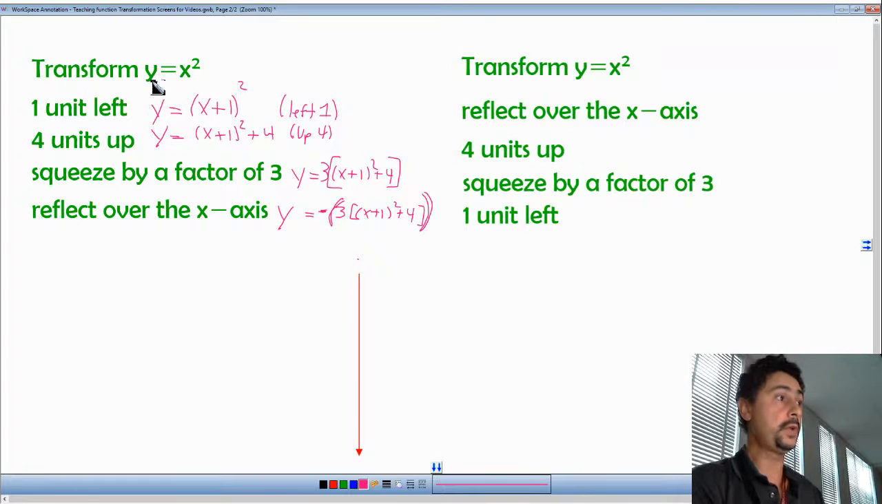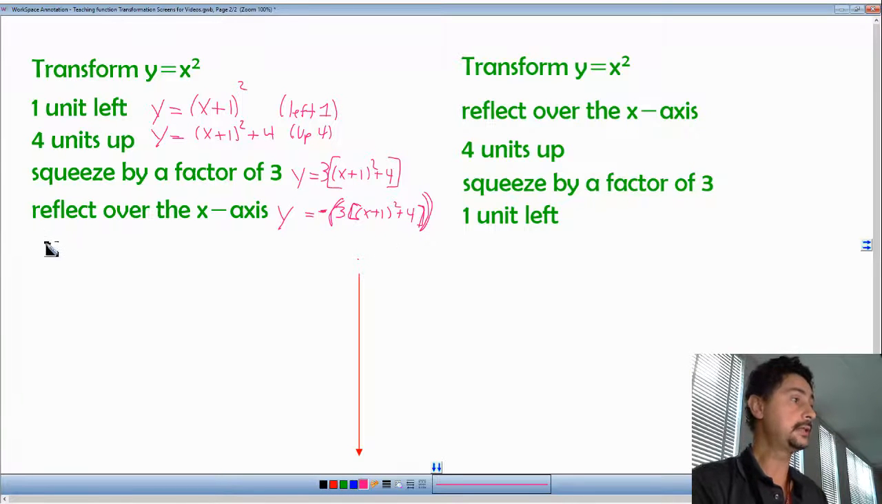And so, yes, we have transformed y equals x squared by 1 unit left. There's the 1 unit left. We have gone 4 units up. There's the 4 units up. We have squeezed by a factor of 3. We've multiplied the whole thing by a 3. And then we reflected over the x-axis, and that means we put a negative on the outside.